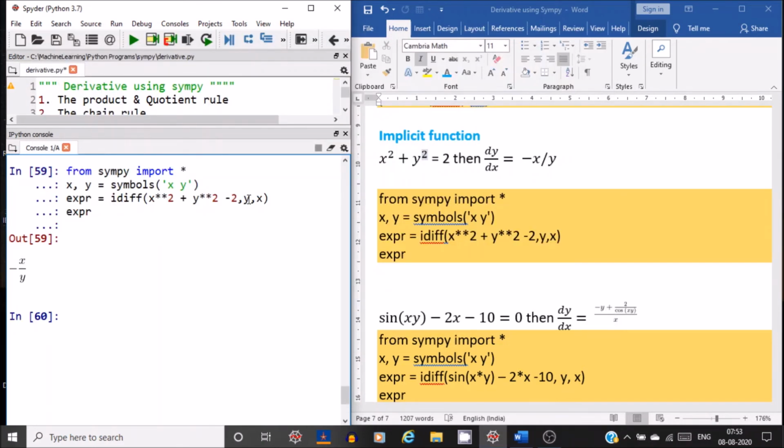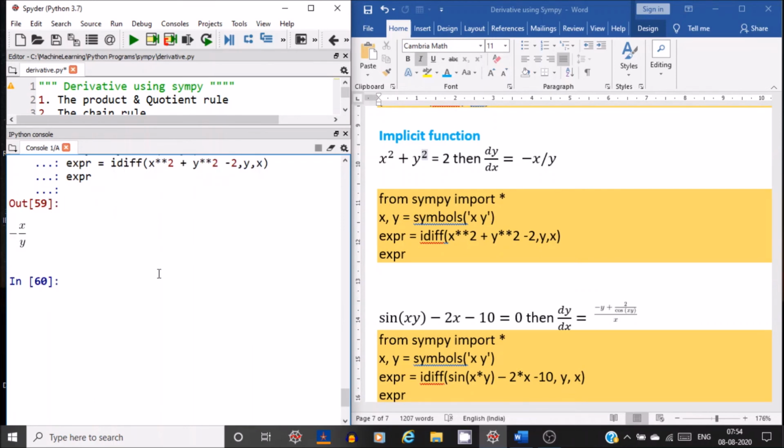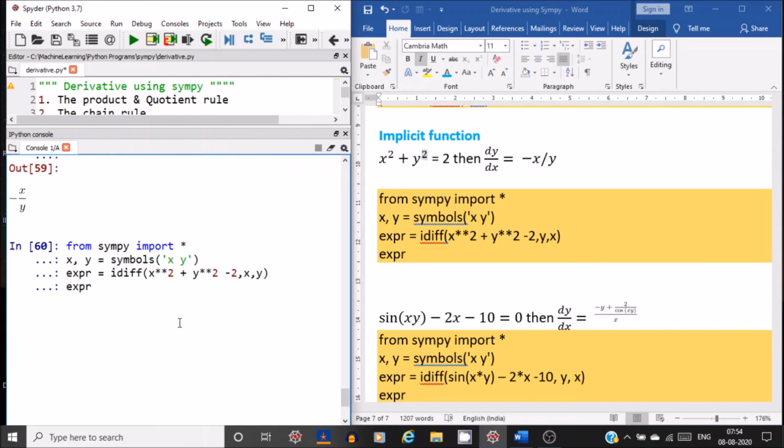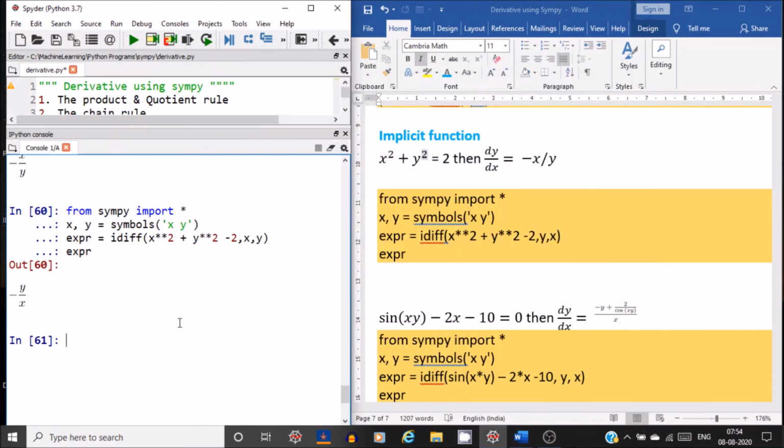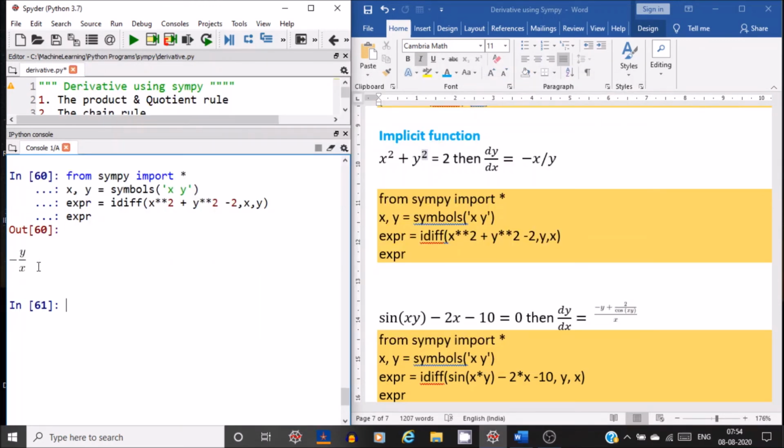So minus x by y. So if it is y first, that means what we want to implement dy by dx. Are you getting? So dy dx is what? Minus x by y. But if you write x first then y second, that means what we want to implement dx by dy, and we can see the result. So we can execute it and the answer is minus y by x.